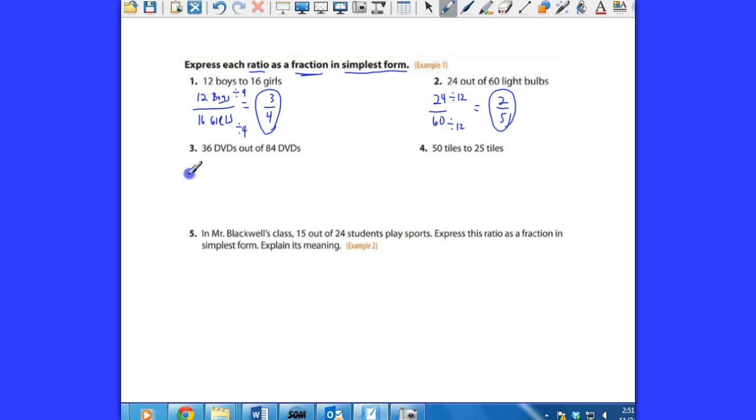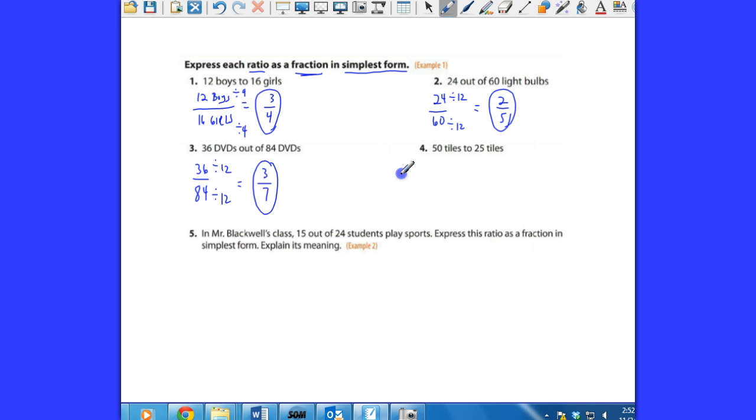It says 36 DVDs out of 84 DVDs. Okay, so we would write 36 out of 84. You might be wondering, well, what would that be? Well, maybe that's 36 of a certain style of music, like maybe they have 36 rock and roll CDs out of their collection of 84 CDs total. Anyway, that's what they're doing there. But we do need to reduce this again, and they are both divisible by the number 12. So if I divide them both by 12, that works out to be 3 out of 7.